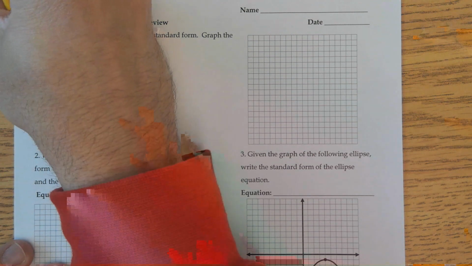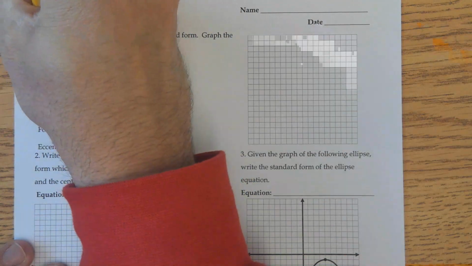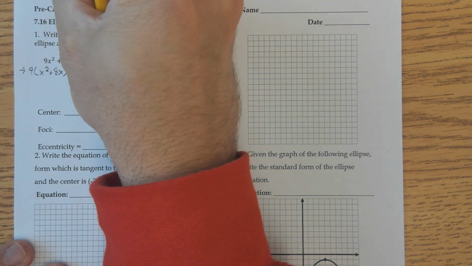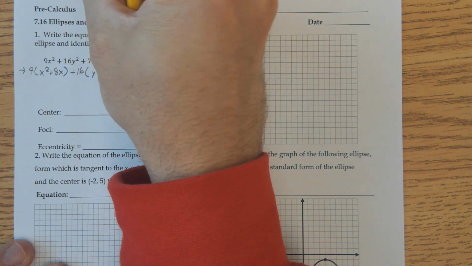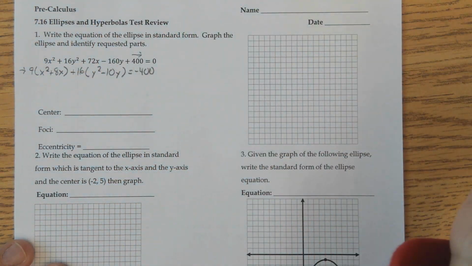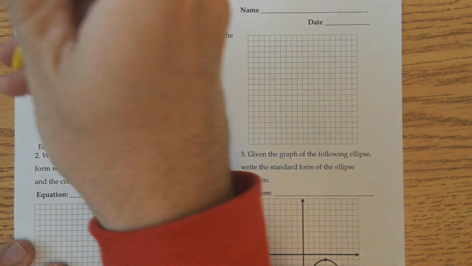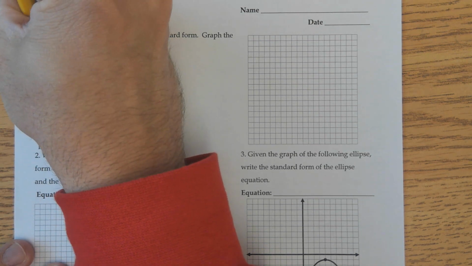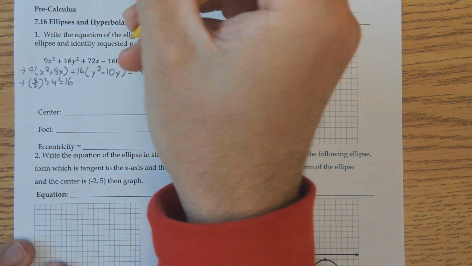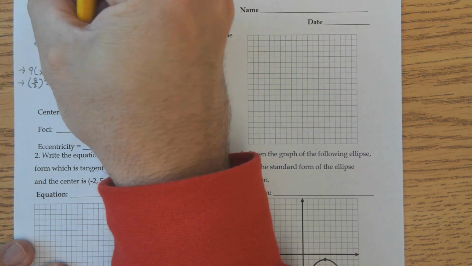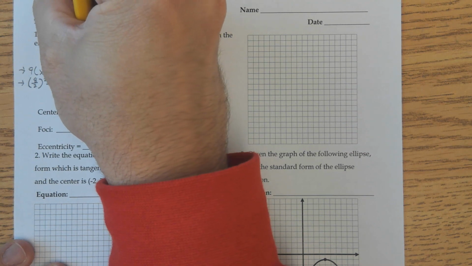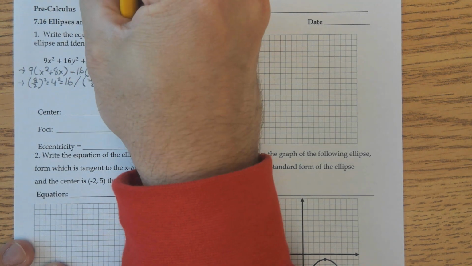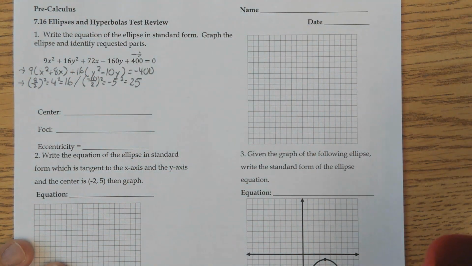So 9, and that's going to leave me with x squared plus 8x plus 16, which that's going to leave me with y squared minus 10y equals a negative 400. Okay, now we're going to take both the b values here, divide by 2. 8 divided by 2 to the second power, that's 4 to the second power, which is 16. Negative 10 divided by 2, negative 5 to the second power gives you 25.